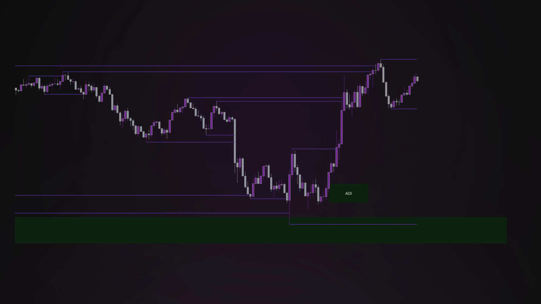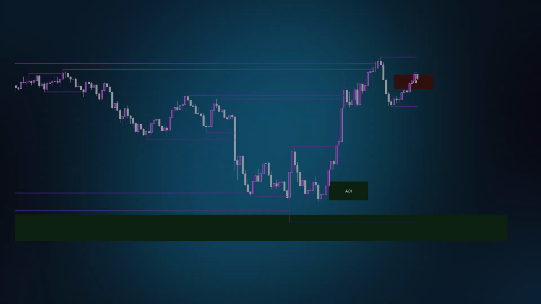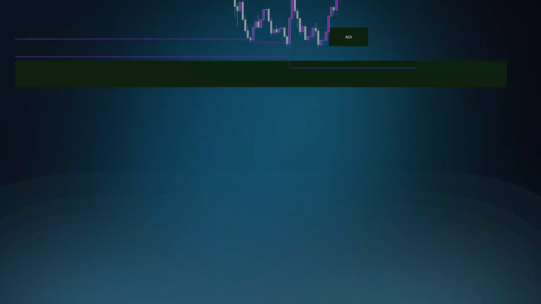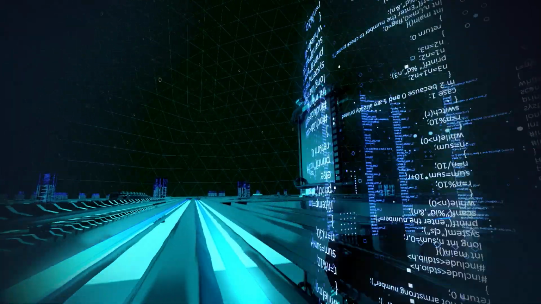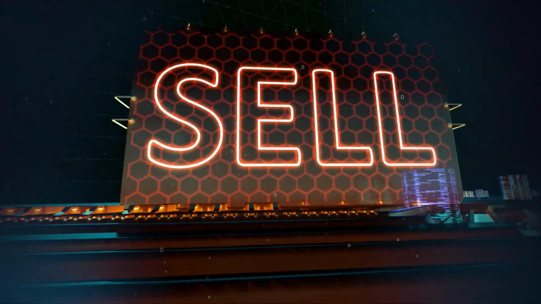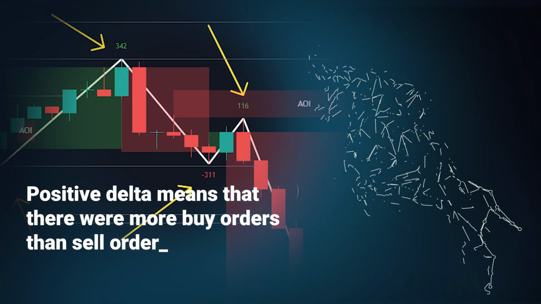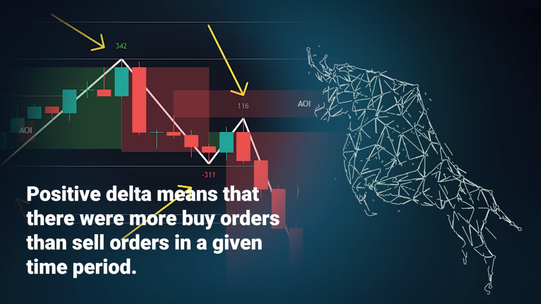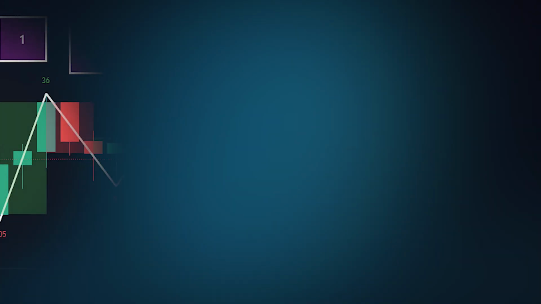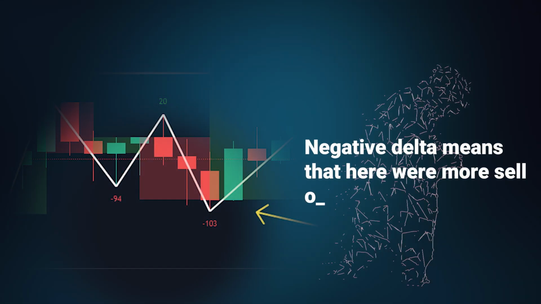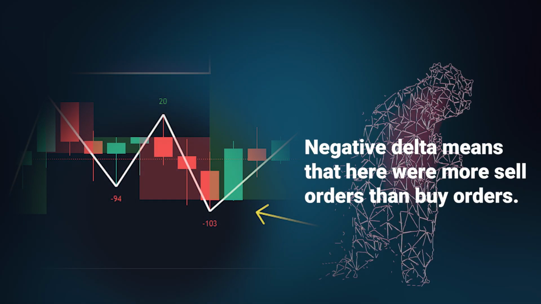After removing all the liquidity, another AOI zone was created for us. Let's take a look at the delta divergence. What is delta divergence? Delta represents the difference between aggressive buy orders and aggressive sell orders in the market. Positive delta means that there were more buy orders than sell orders in a given time period. Negative delta means that there were more sell orders than buy orders.